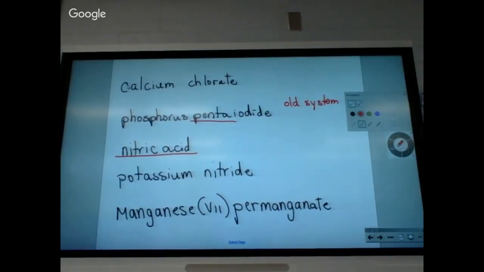Now, when you see penta in front of something like iodide, that should jump out at you and you go, I'm old system naming. Otherwise, almost everything else you see is going to be what? Old or stock? Stock. So, with the exception of that one old system that we just learned how to do, everything else is going to require you to find what? Oxidation numbers and do what with them? Crisscross.